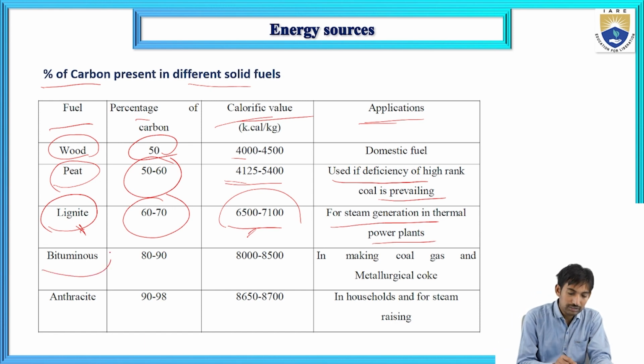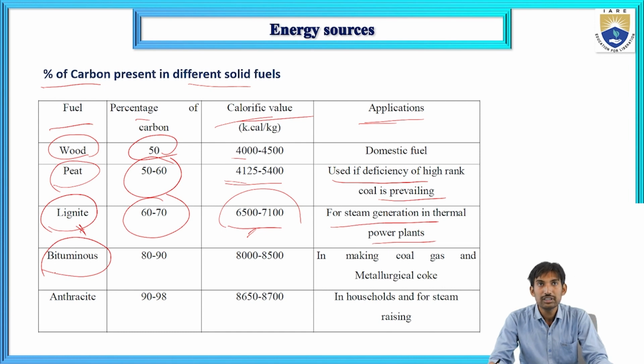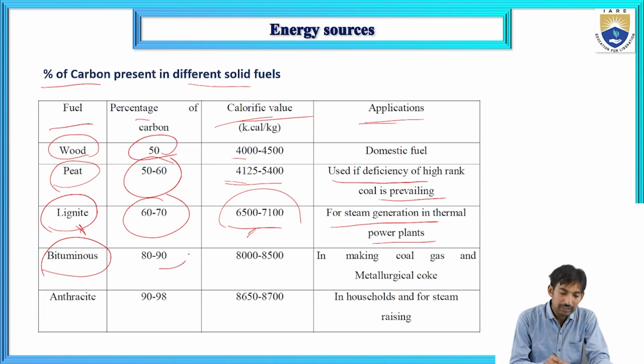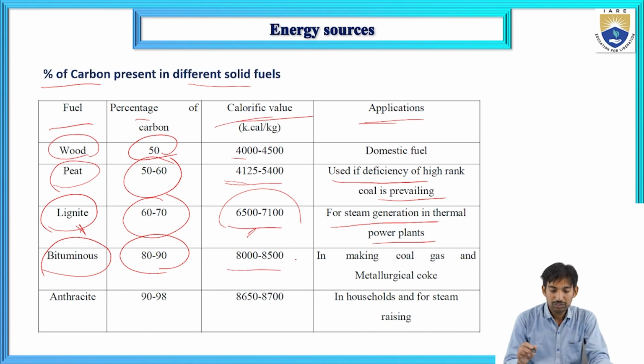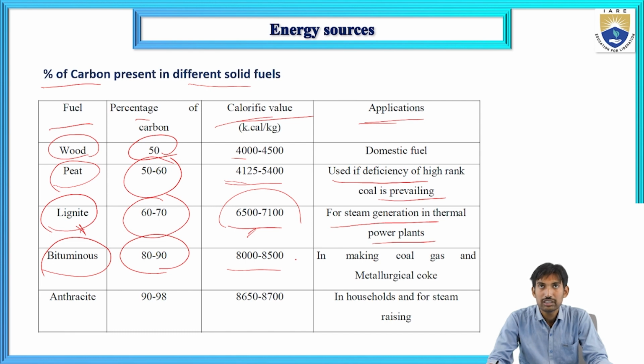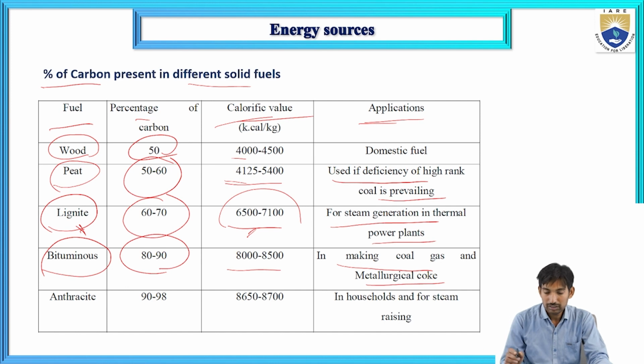The next solid fuel is bituminous. It contains 80 to 90 percent of carbon. It produces a calorific value of 8,000 to 8,500 kilocalorie per kg. The application of bituminous is in making coal gas and metallurgical coke. By using bituminous coal, we can make coal gas and metallurgical coke.